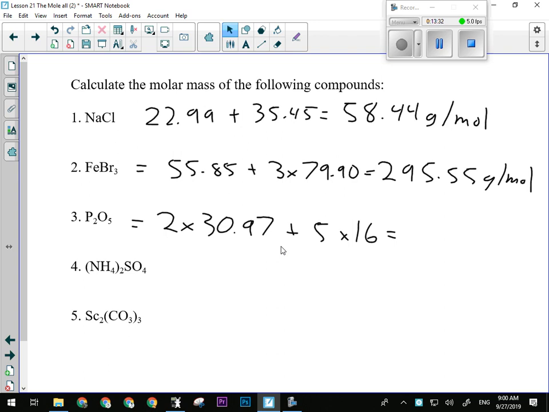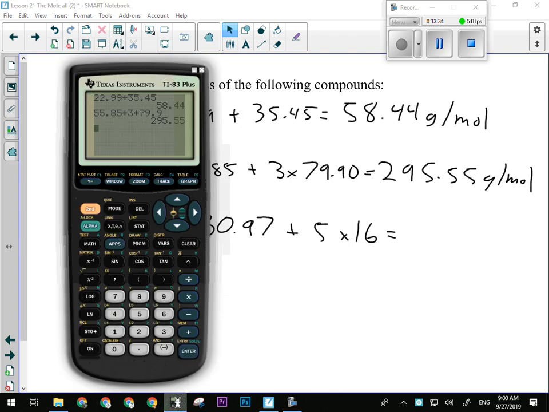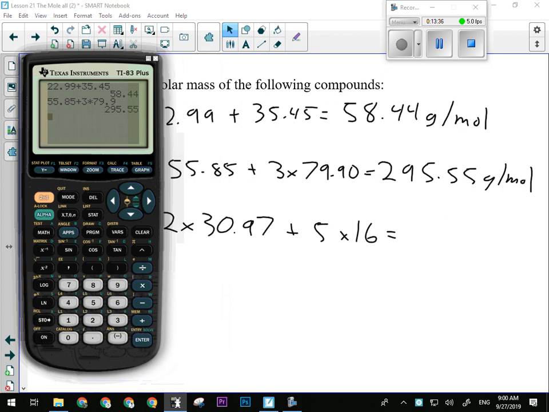Soon you too will have memorized the periodic table and will know all of these numbers. No, you probably won't. And you don't have to. Okay? I don't know them all. I just know the common ones.